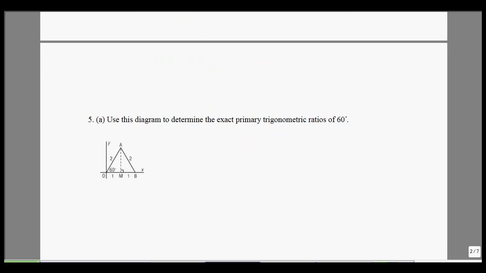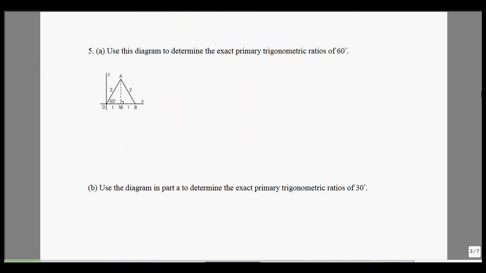Alright. Number 5 says, use this diagram to determine the exact primary trigonometric ratios of 60 degrees. So here we're looking for our sine of 60 degrees, cos of 60 degrees, and our tan of 60 degrees. Let's see what we have. From our triangle, we see we have an x value of 1, an r value of 2, but no value for y yet.